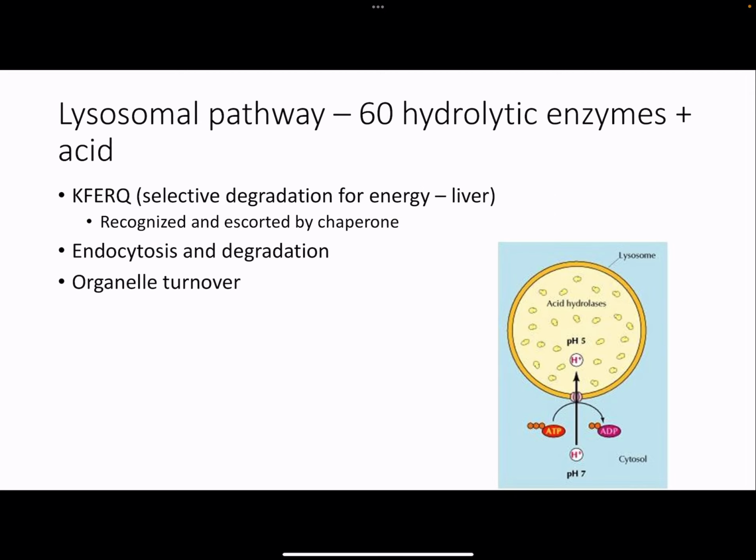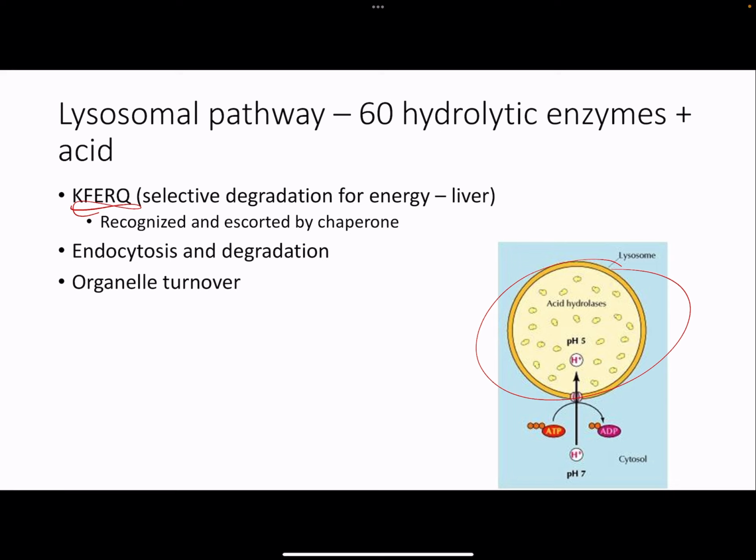So the lysosomal pathway: the lysosome is a giant vesicle filled with acid, filled with a bunch of hydrolytic enzymes, which just break things down, kind of like a little stomach within the cell. Turns out there's something called the KFERQ. So we said that you do not want to break down proteins typically because they're important and they're hard to make. So that's the last resort.